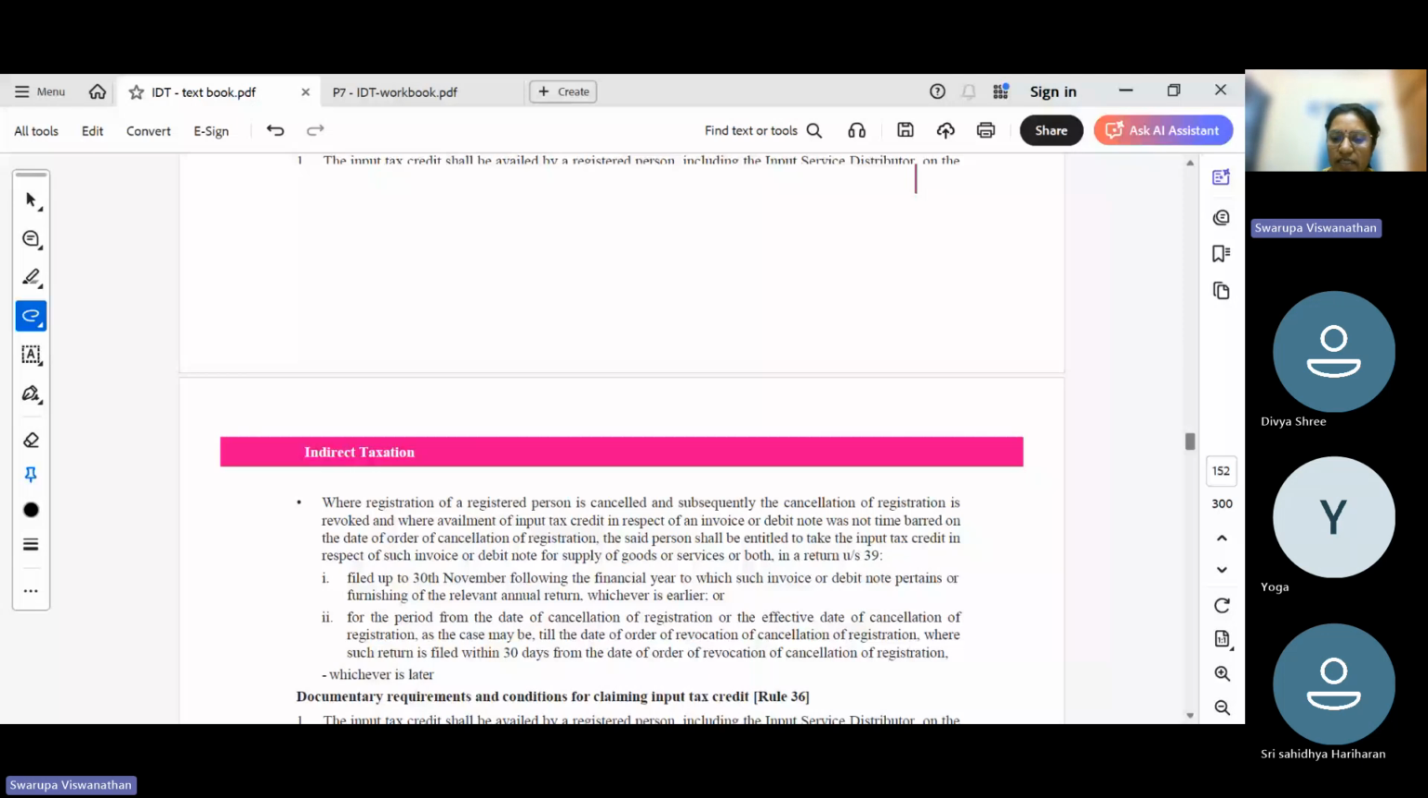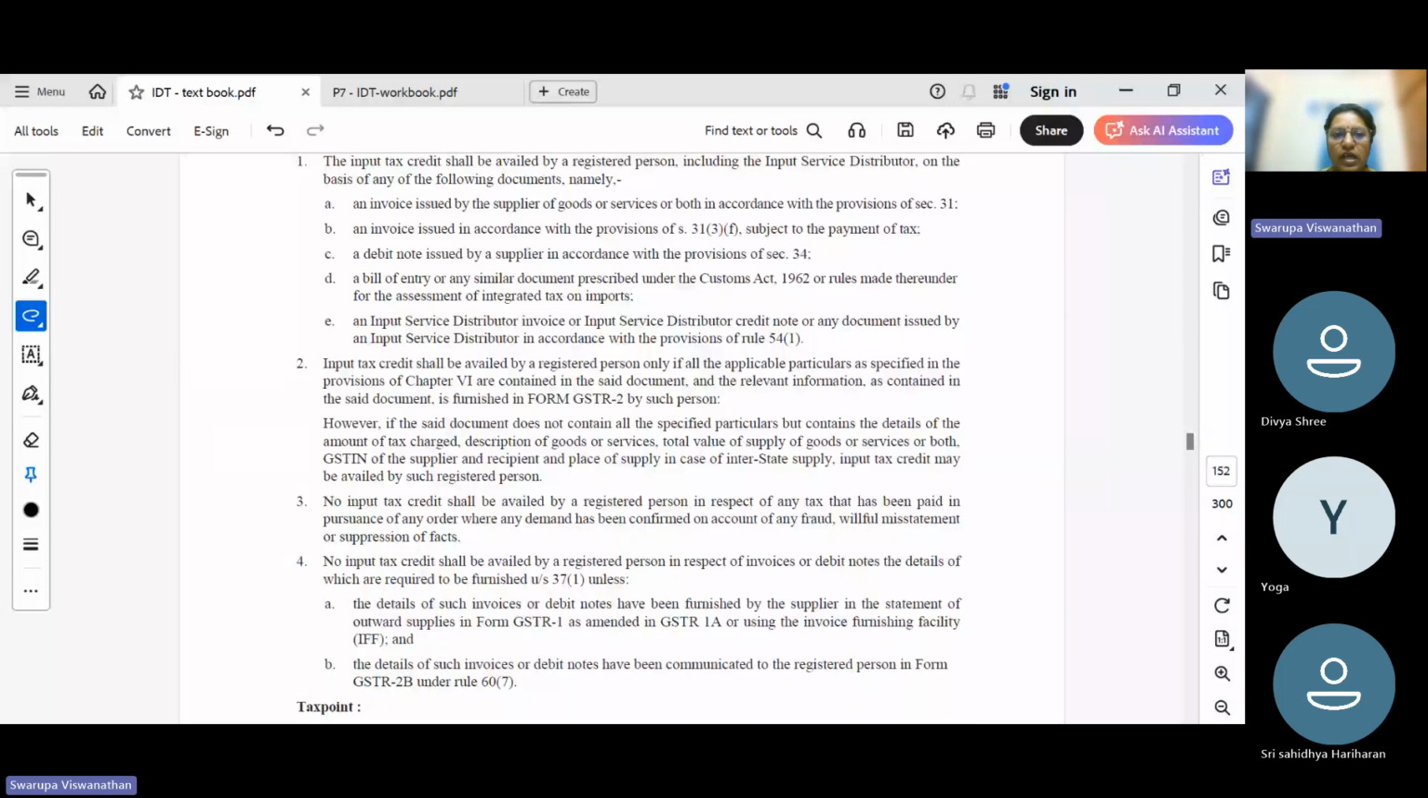What are the documents that can be used for availing ITC? We can use invoice, debit notes, bill of entry, and in case of input service distributor, credit note or invoice. So any specific document that declares the information about the goods purchased and the ITC, and has the GST number, date, and invoice or document number, can be regarded as a valid document for availing ITC.